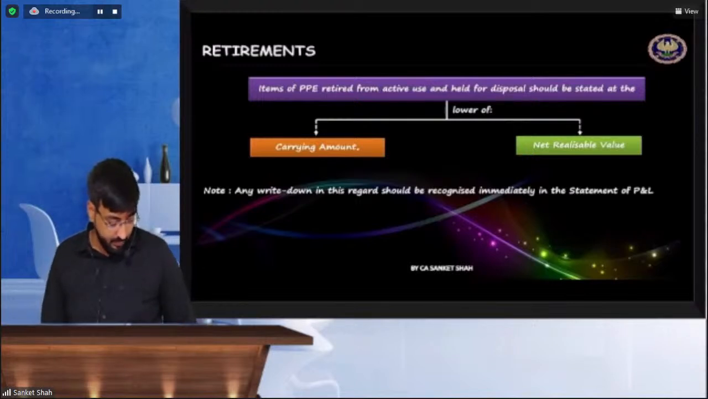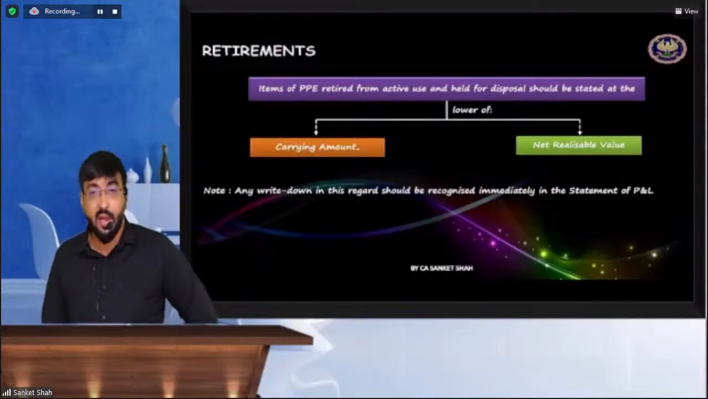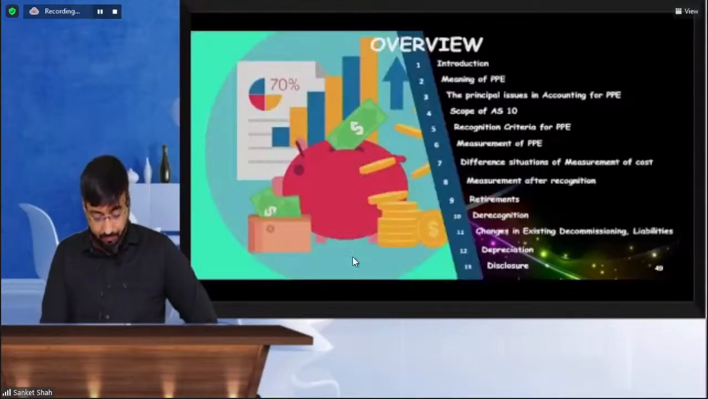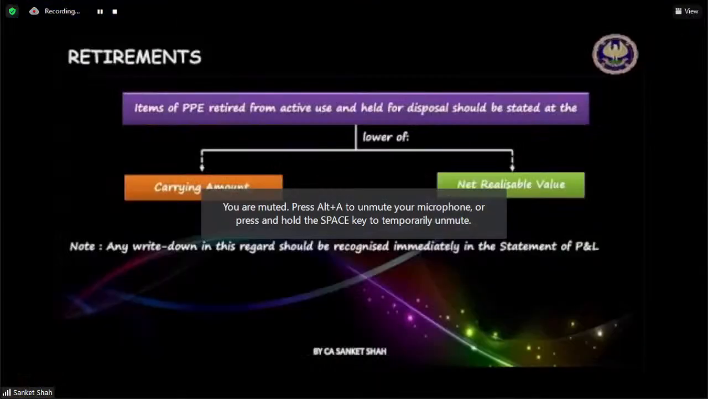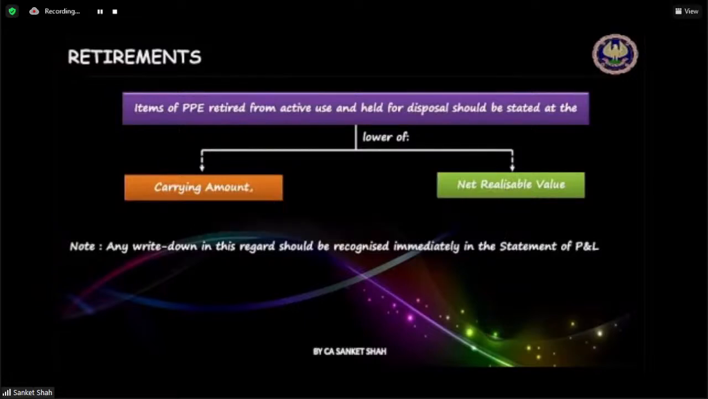Yes, Ankit Gupta has written it. So lower of carrying amount or NRV. Very good, beta. It is called retirement. Take a screenshot. Fast, take a screenshot.